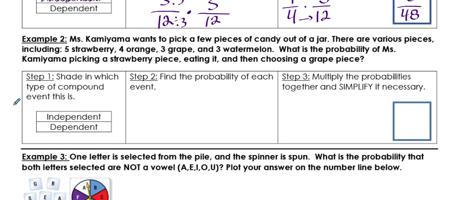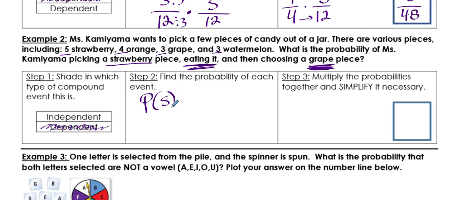Ms. Kamiyama wants to pick out a few pieces of candy out of a jar. There are various pieces including 5 strawberry, 4 orange, 3 grape, 3 watermelon. What's the probability that Ms. Kamiyama picks out a strawberry, eats it, and then chooses a grape? By eating the strawberry one, we're changing the chance that we can get a grape. The probability for that second event depends on the first event. Whatever happens here is changing the second event, so these are dependent events.